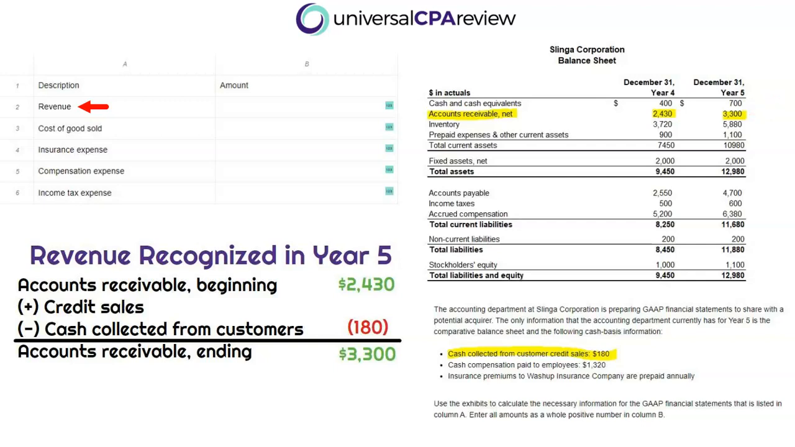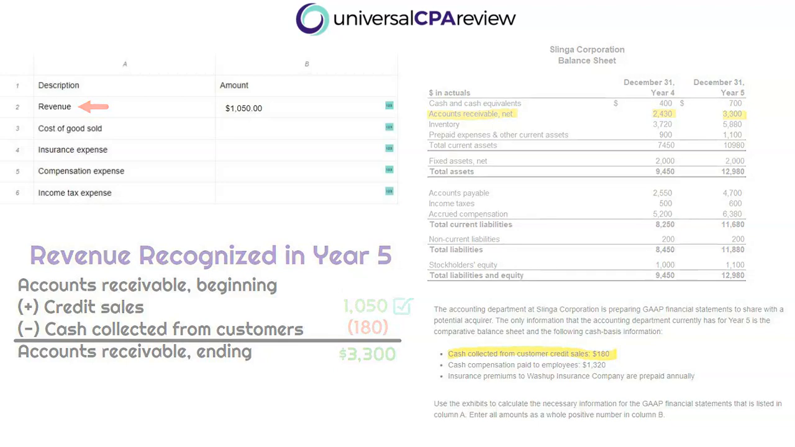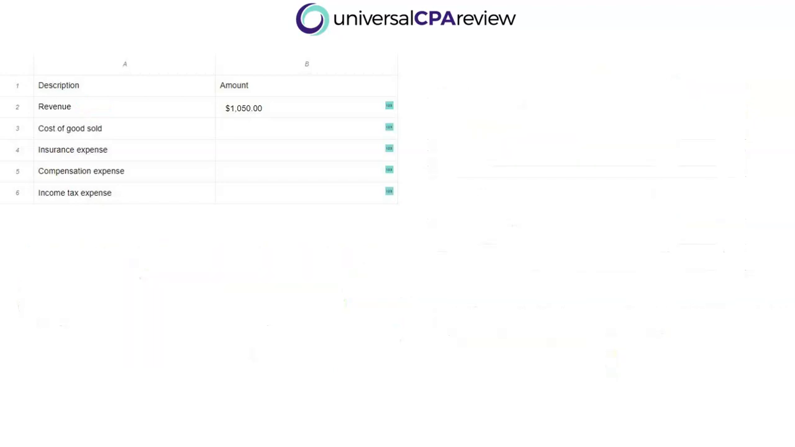So this is the accounts receivable roll forward. It will help us solve for credit sales, which should be the amount of revenue recognized on an accrual basis during year 5. The only number that works in this roll forward and causes it to balance is going to be 1,050. So in our simulation, plug in 1,050. Hopefully that was fairly straightforward. That is the roll forward method, and that was for revenue and accounts receivable.